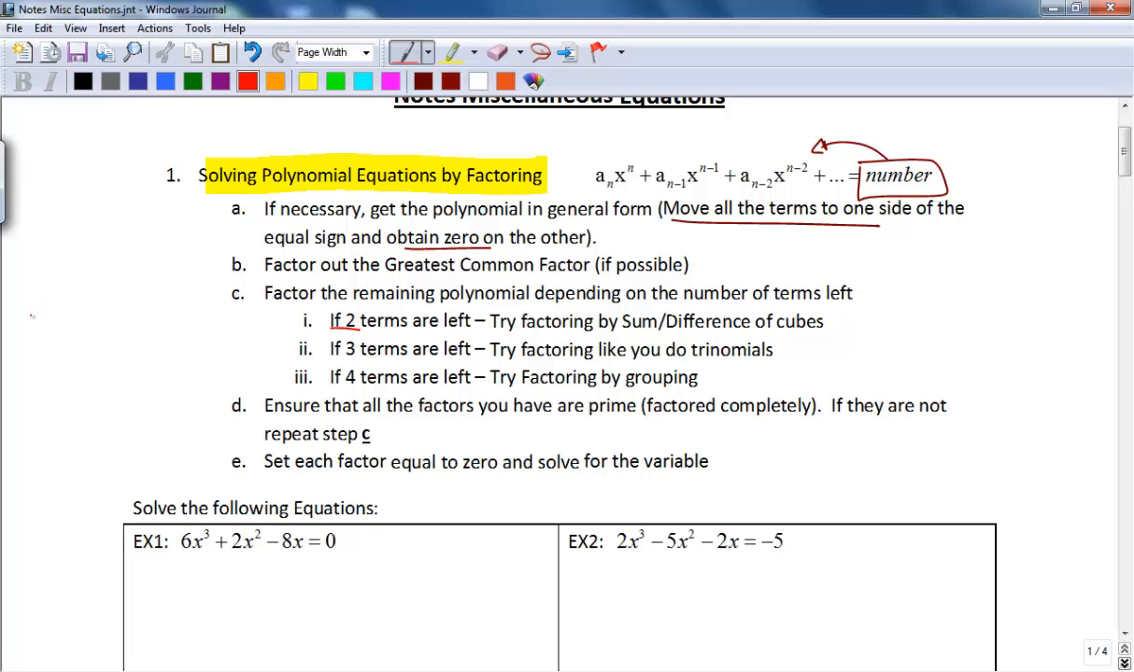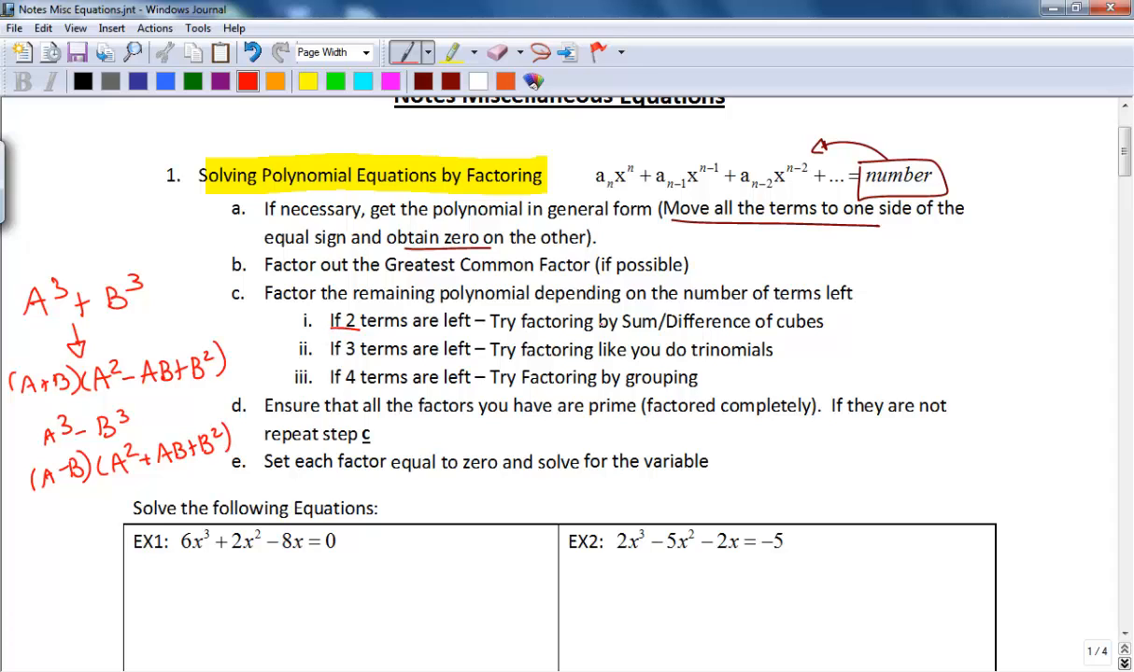Well, recall, for the sum of cubes, which is a cubed plus b cubed, that factored as a plus b times a squared minus ab plus b squared. The difference of cubes, which is a cubed minus b cubed, that factored as a minus b times a squared plus ab plus b squared. Right, so just FYI, the sum and difference of cubes are right here if those formulas have escaped your memory.